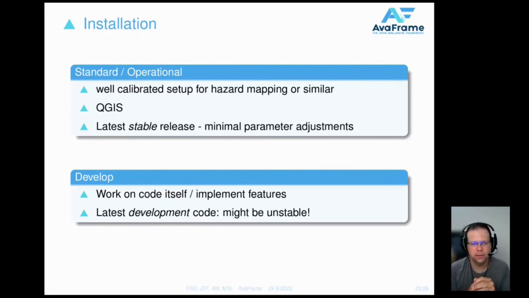And this is what we call our developer installation. This is where you want to work on the code itself. You want to implement your features. And this is the one that might be unstable. So if you try something that worked in this version, it might not work in the next version. This is something that can happen. So you have to be aware that things might go wrong. And it's a little bit more involved for installing, but we still think that it's very easy to install.